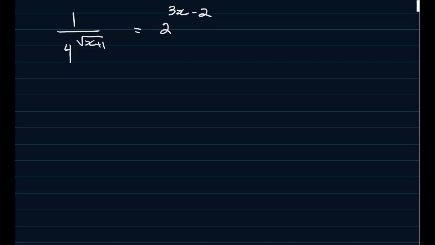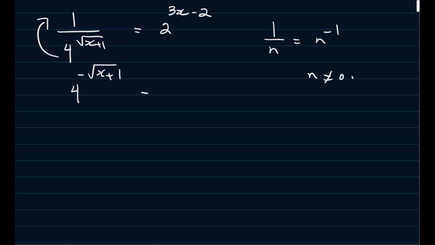So this will end up being 4. Now I'm going to change the exponent to negative square root of x plus 1. That means I'm going to bring the 4 up, which is one of the rules we have. Remember, 1 over n is equal to n to the negative 1, and n cannot be equal to 0. That's equal to 2 to the 3x minus 2. So we have the reciprocal of the 1 over 4. We flip that, that's 4 over 1, and we use the reciprocal for the negative exponent, which becomes negative square root of x plus 1.